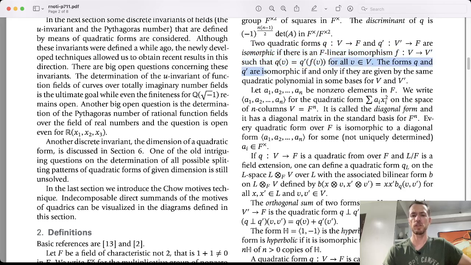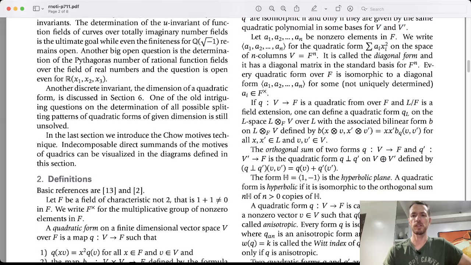The forms Q and Q′ are isomorphic only if they are given by the same quadratic polynomial in some bases for V and V′. Let a1, ..., an be non-zero elements in F. We write ⟨a1, ..., an⟩ for the quadratic form Σ ai xi² on the space of n columns V = Fⁿ. It is called the diagonal form, and it has a diagonal matrix in the standard basis for Fⁿ.